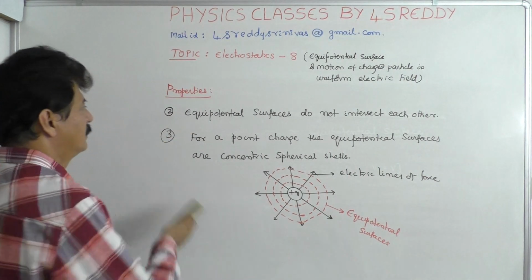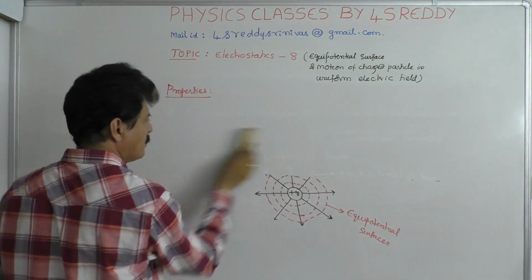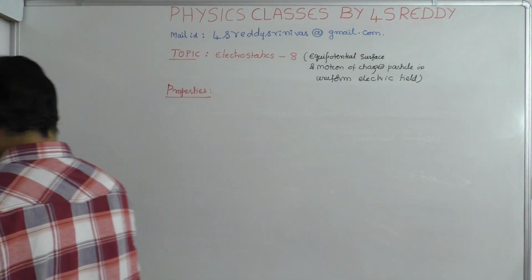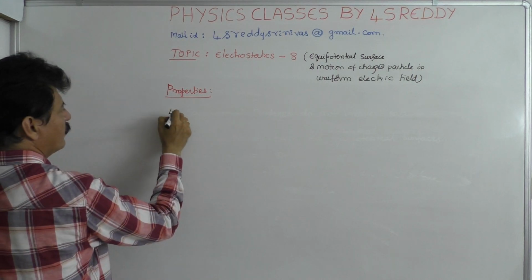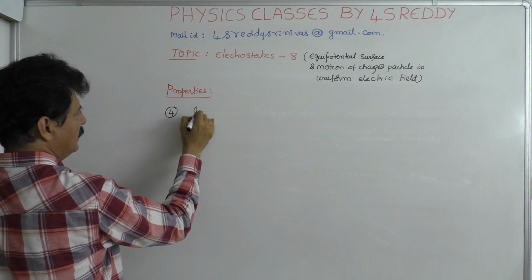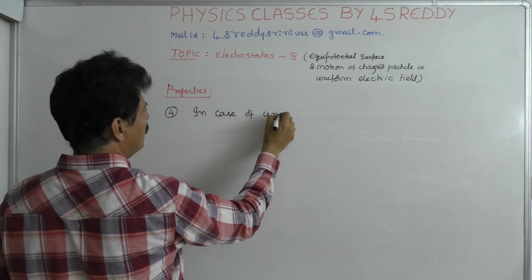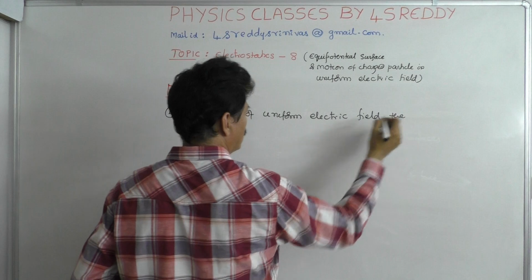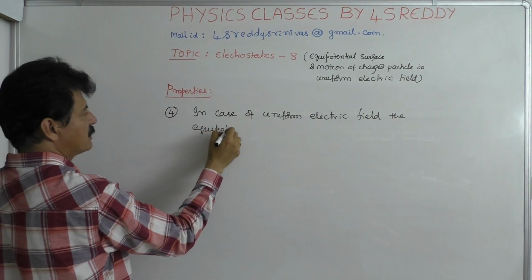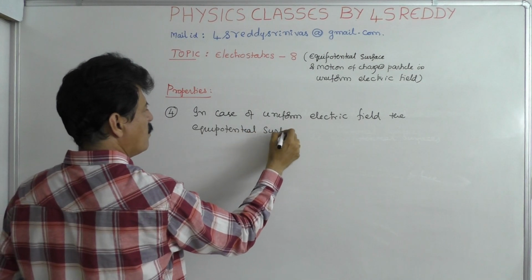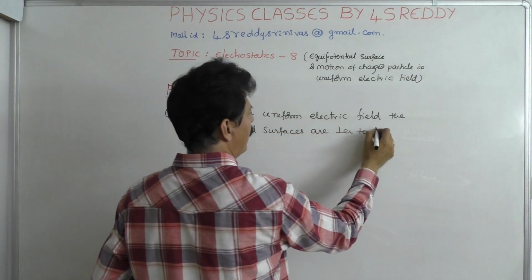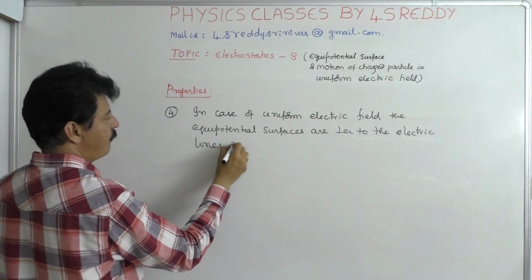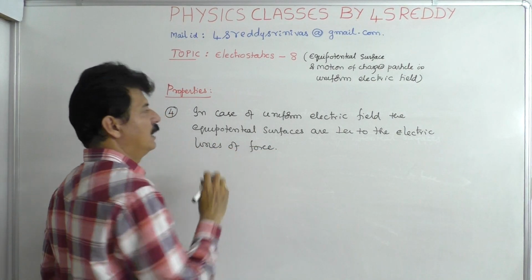And point number 4: in case of a uniform electric field, the equipotential surfaces are perpendicular to the electric lines of force.